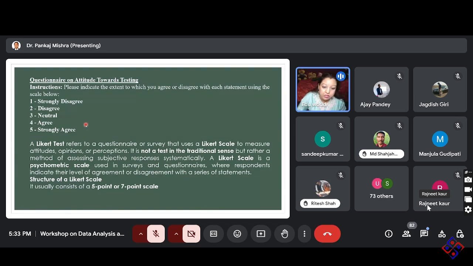But when we are using a 3-point scale, it is like yes, no, not decided. So that scale. So based on these dimensions, we will frame our next slide.